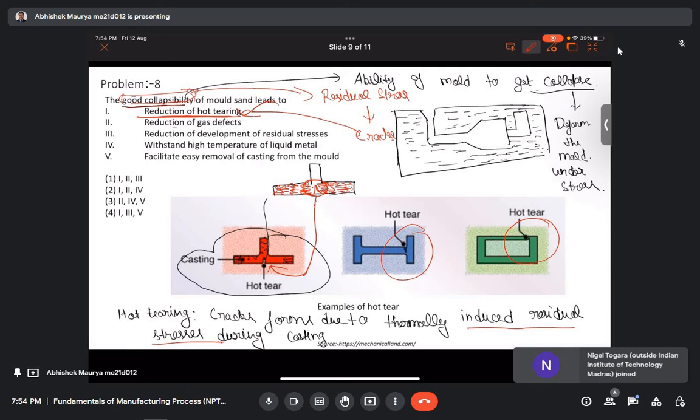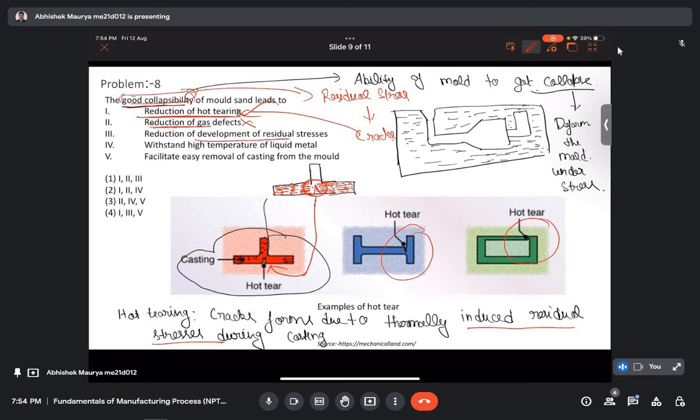Reduction of gaseous defects. It has nothing to do with the gaseous defect. Gaseous defects occur because of the permeability of the mold, not the collapsibility of the mold. So that is the wrong option.